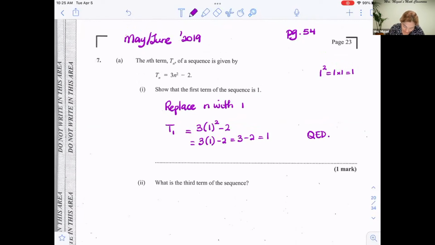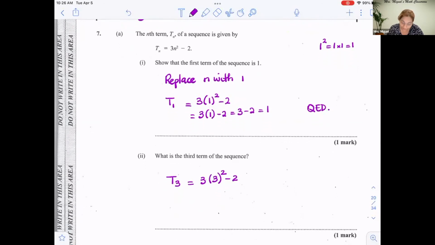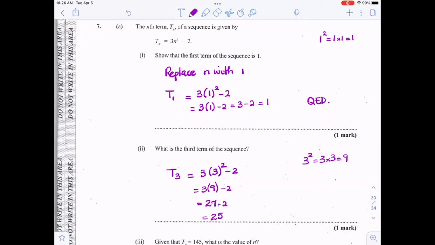So the third term, T3, is 3 by 3 squared minus 2. 3 squared is not 3 multiplied by 2. However, 3 squared is 3 multiplied by 3, which is 9. So 3 multiplied by 9 minus 2. The answer, 27 minus 2, which is 25. Do you all have that? Yes, Miss. Very good.